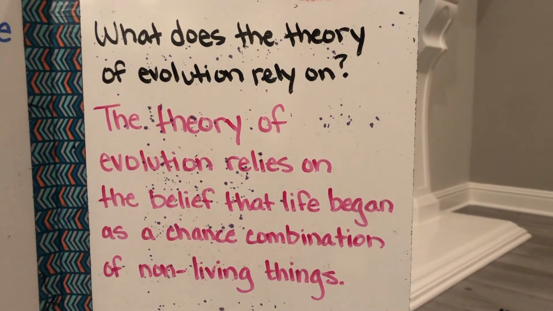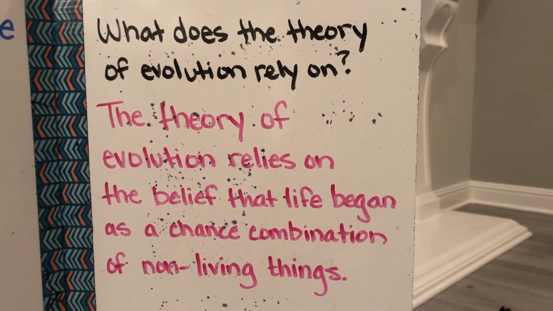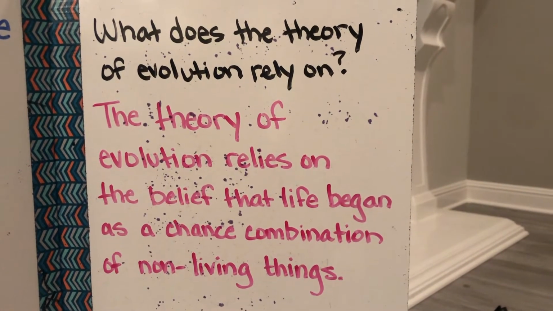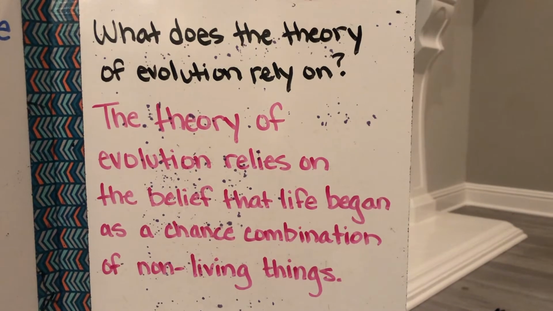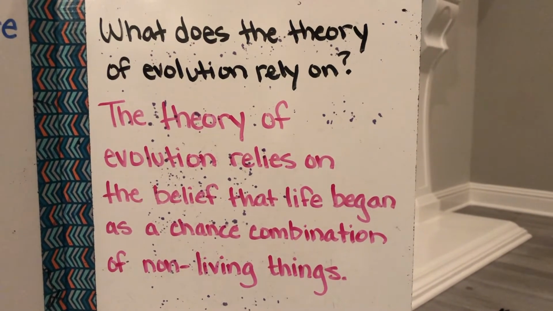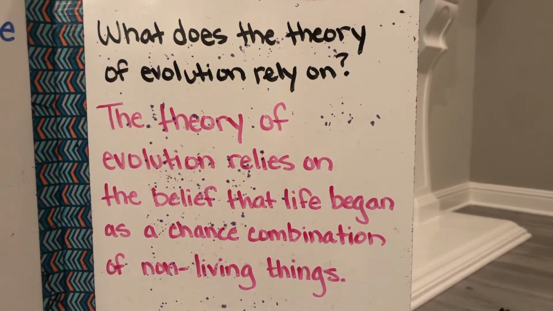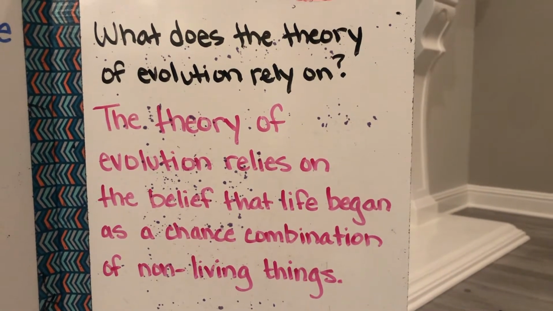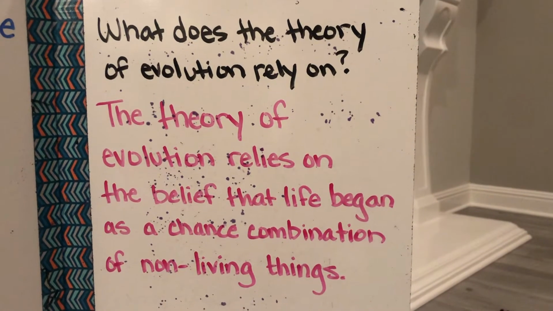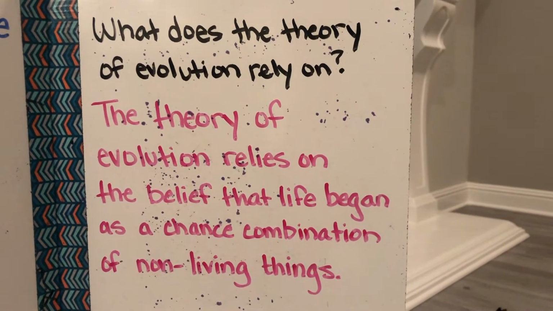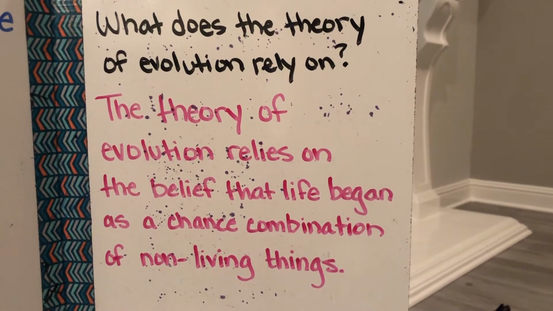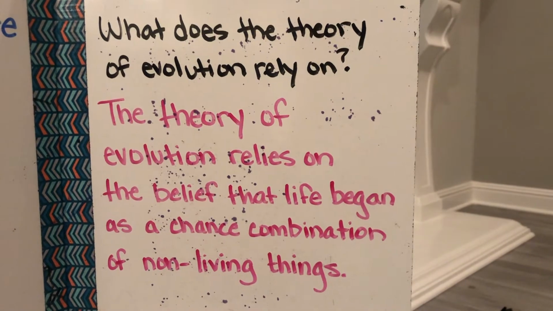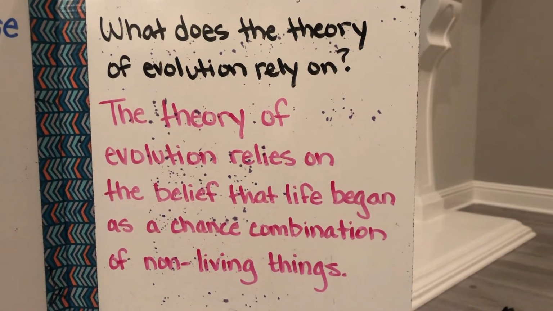What does the theory of evolution rely on? The theory of evolution relies on the belief that life began as a chance combination of non-living things.